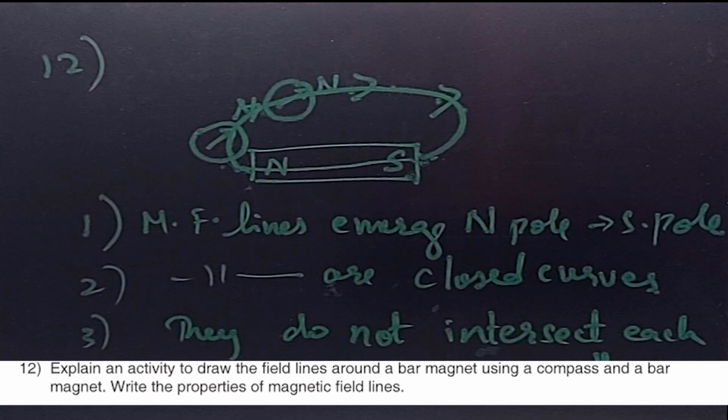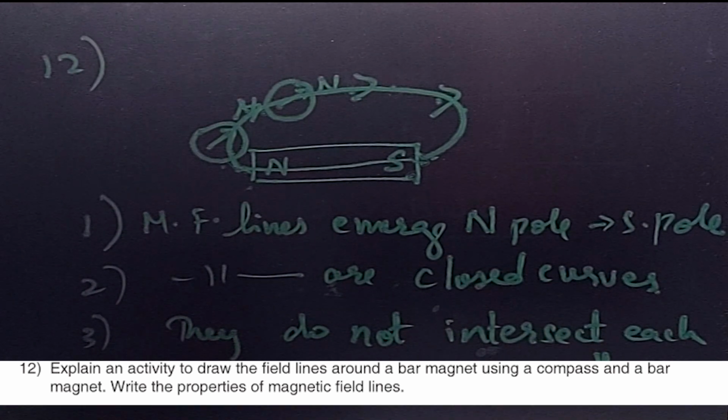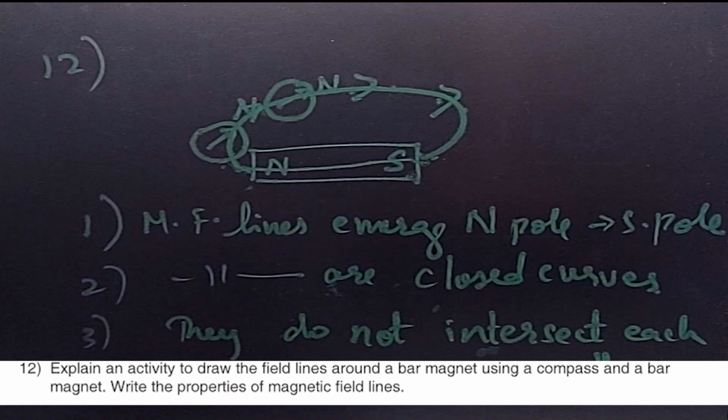Going to the next question, the 12th question. Explain an activity to show that a current carrying conductor in a magnetic field experiences a mechanical force. Explain the rule that helps to find the direction of force exerted on the conductor.